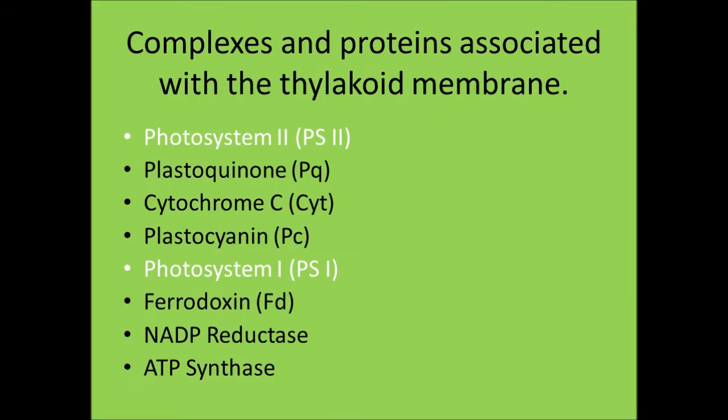Complexes and proteins associated with the thylakoid membrane. Apart from the two photosystems, there are other proteins and complexes associated with the light reaction and the thylakoid membrane. These include plastoquinones, cytochrome C, plastocyanin, ferredoxin, NADP reductase, and ATP synthase. They all form part of the electron transport system with the exception of the ATP synthase, which is involved in the movement of hydrogen ions or protons out of the thylakoid lumen and into the stroma.